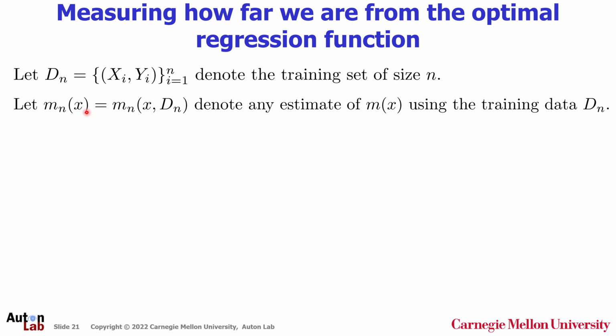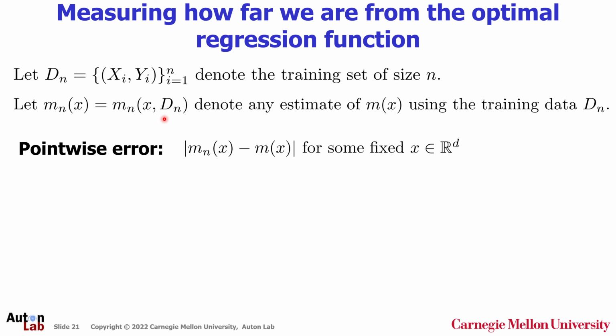Let m_n(x) denote the estimated regression function at a location x. This regression function depends on the training data set D_n, so sometimes we also indicate that here. There are multiple ways to measure how far m_n is from the true regression function m. For example, we can mention the pointwise error, where we just want to know how far m_n(x) is from the true regression function m(x), for some fixed point x in a d-dimensional Euclidean space.